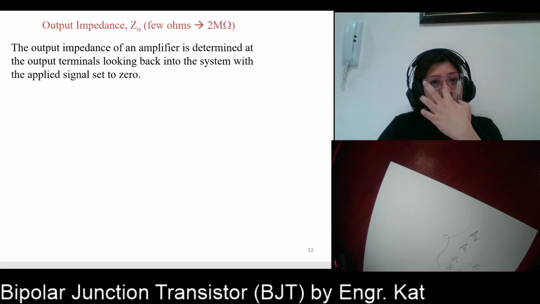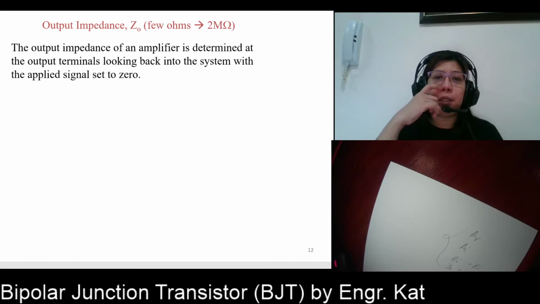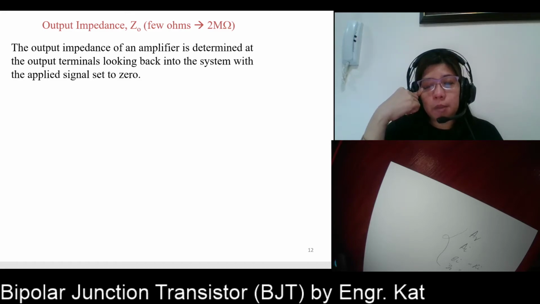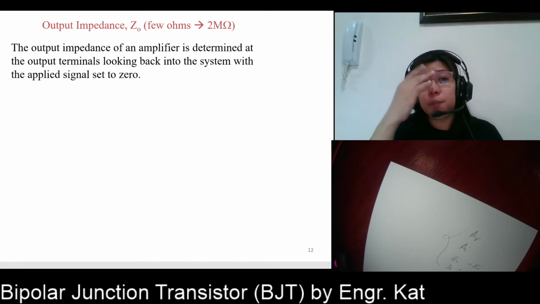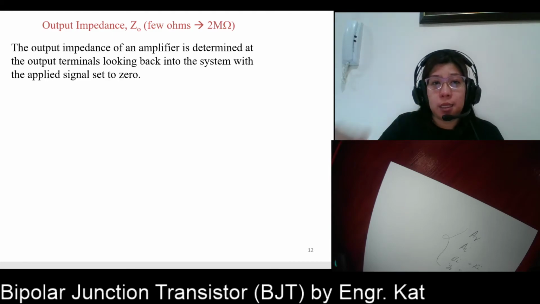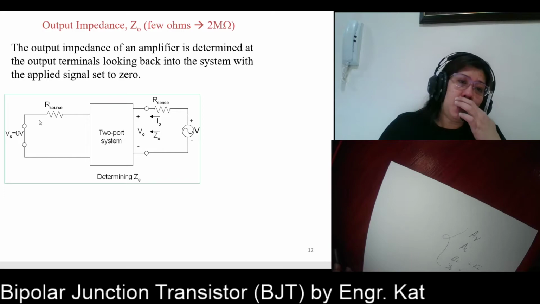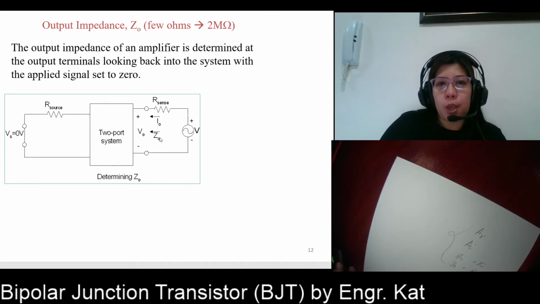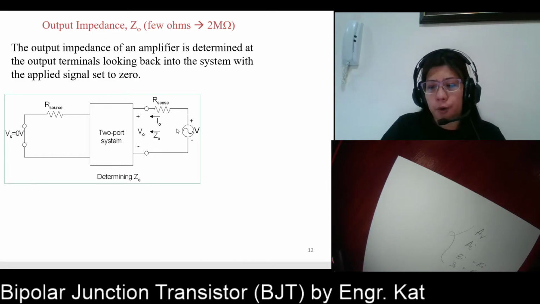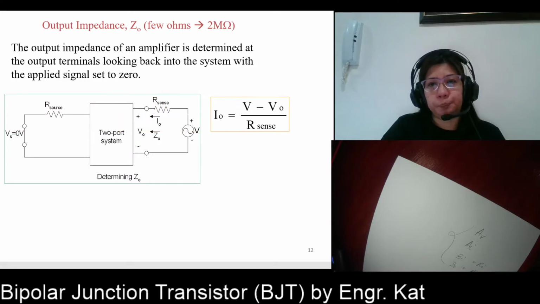The second parameter is the output impedance, ZO. Usually this ranges from a few ohms to 2 megaohms. The output impedance of an amplifier is determined at the output terminals looking back into the system with the applied signal set to 0. So we are going to make your VS equal to 0.